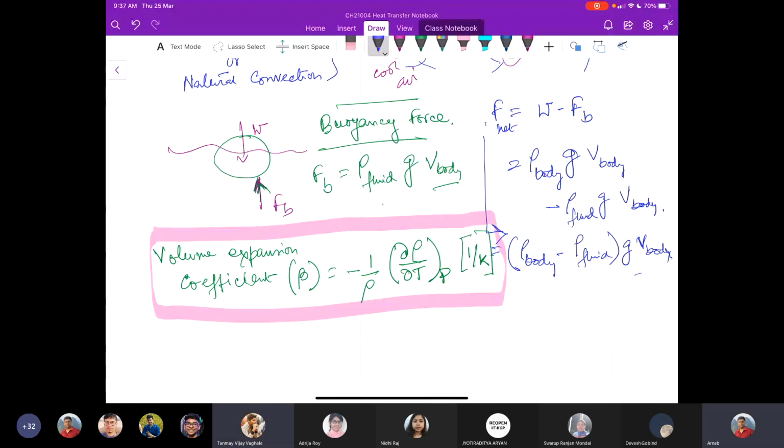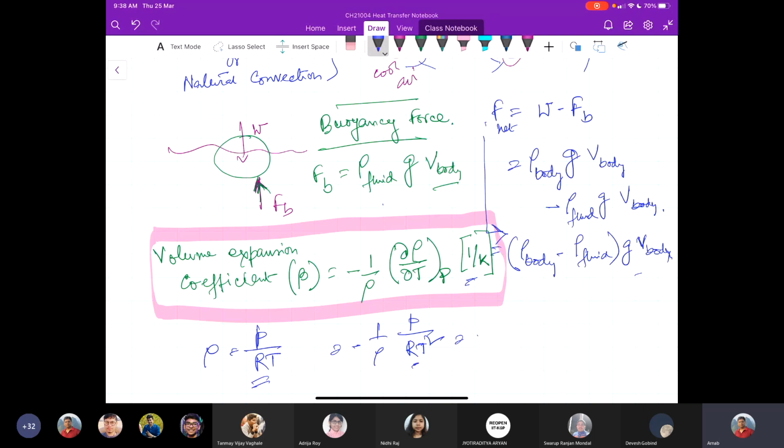Because the hint was already there when I wrote the unit, and that is why I asked. Because see, for the ideal gas, rho is basically P by RT. If you replace that now in beta, what will be there? We have P by RT square. And again, P by RT is rho.